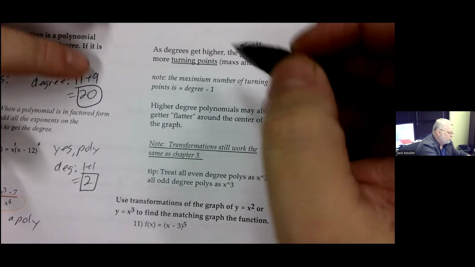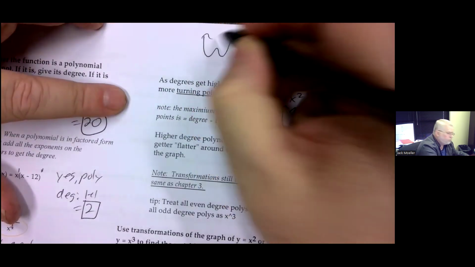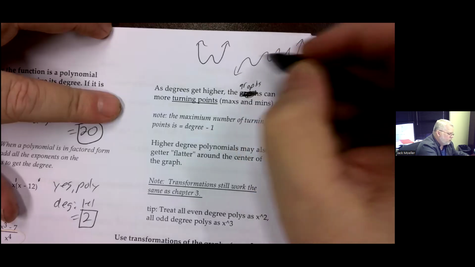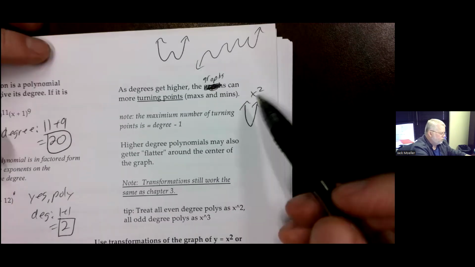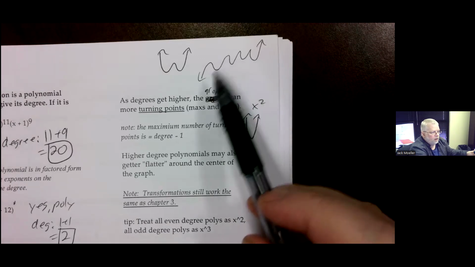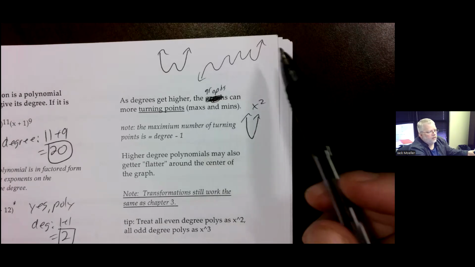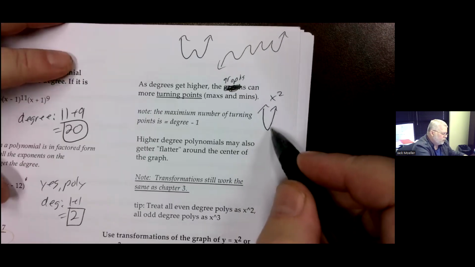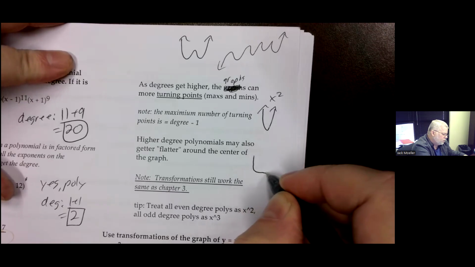And so when you get more turning points, basically what can happen is you start looking like a W, or if you get really high degree, you get a lot of maxes and mins. But it takes a lot higher degree to be able to get something that fancy. The other thing that could happen is as the degree gets higher, instead of having a lot of maxes and mins, they could just get flatter around the middle. So instead of almost like a V-shaped U, you could get something that's almost flat.